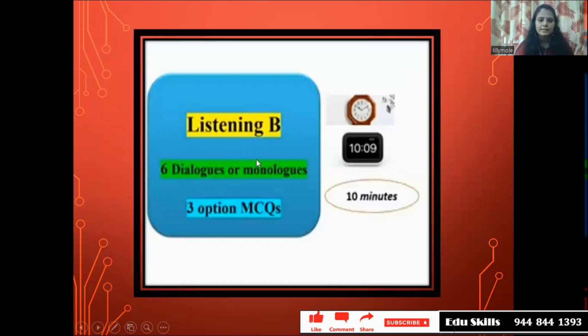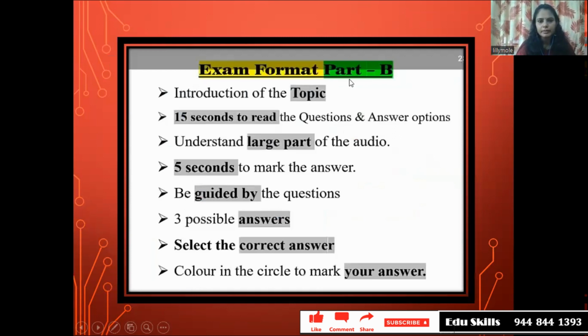So let's go to listening B. For listening B, there will be 6 dialogues or monologues with 3 options, that is MCQs, and you choose the correct answer from these 3 options. It will take almost 10 minutes. What is the exam format for Part B? First is the introduction of the topic. Before starting the audio, they will give some introduction about the topic. Please listen to that carefully so we get some idea what they are going to talk about in the audio.